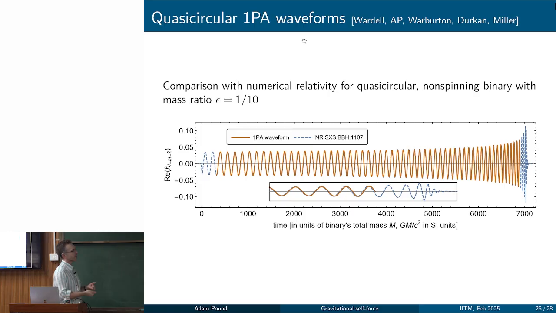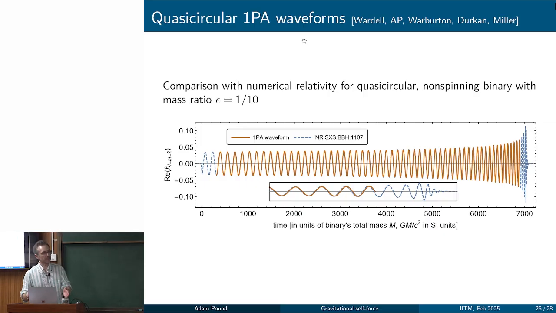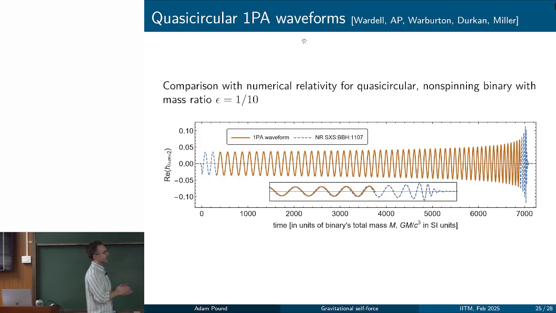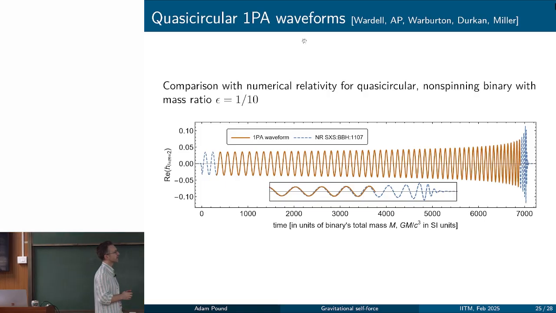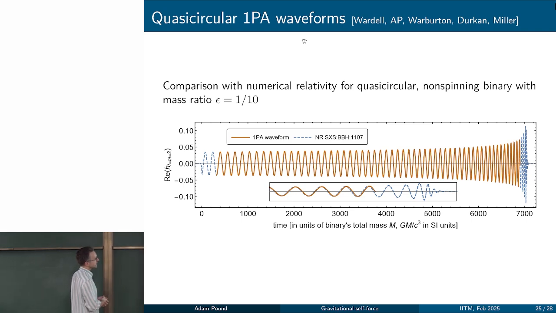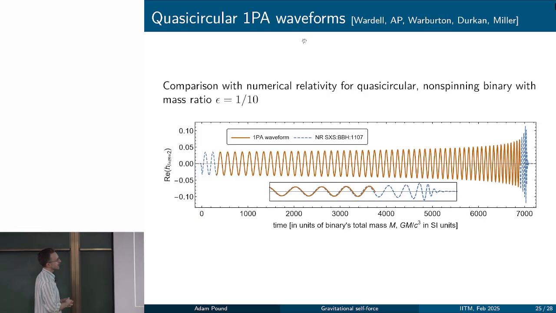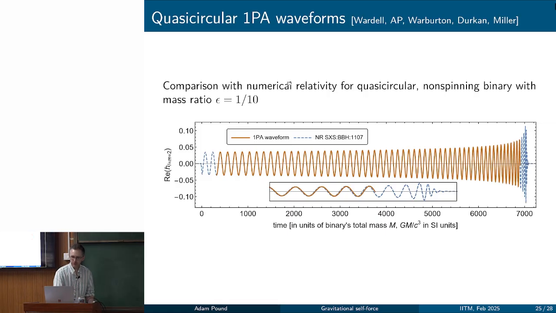We can compare to post-Newtonian theory, but that's only weak field, or we can compare it to numerical relativity. Now we only have numerical relativity waveforms to compare against when the mass ratio isn't so extreme. So that's what we're comparing against here. This is mass ratio 1 to 10. We have done comparisons against many different mass ratios, between 1 to 1 up to 1 to 15. In orange, this is our 1PA waveform, and then in blue is the numerical relativity waveform. And so you see, we're doing pretty well.